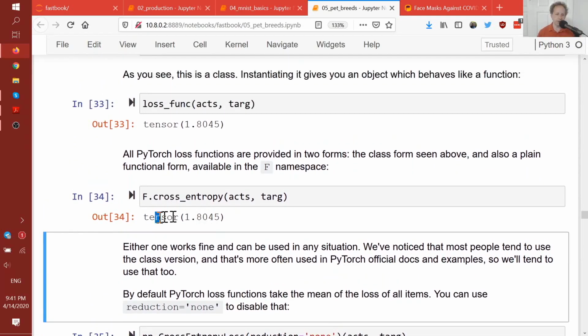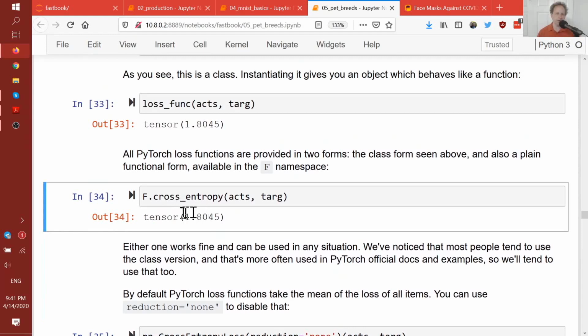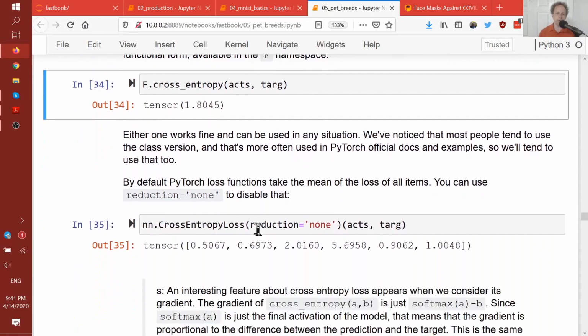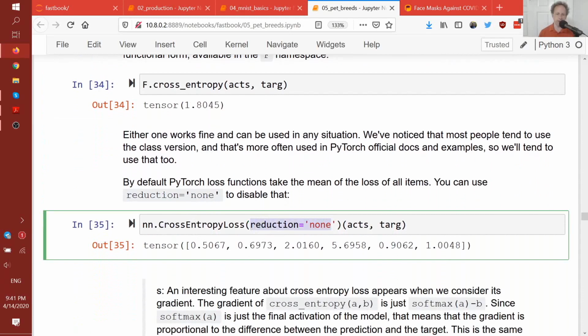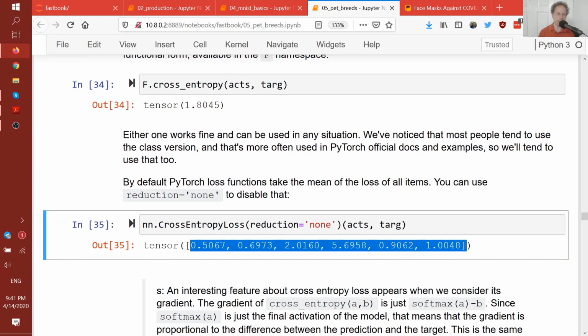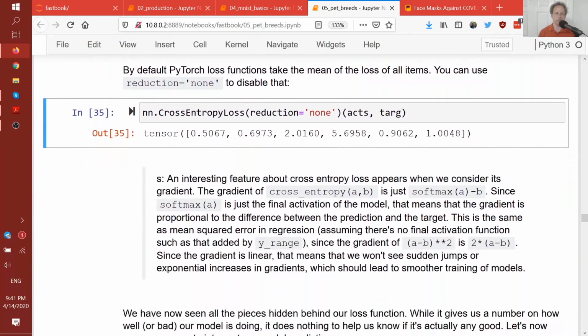You'll see that it's returning a single number, and that's because it takes the mean, because a loss needs to be, as we've discussed, the mean. But if you want to see the underlying numbers before taking the mean, you can just pass in reduction equals none, and that shows you the individual cross entropy losses before taking the mean.